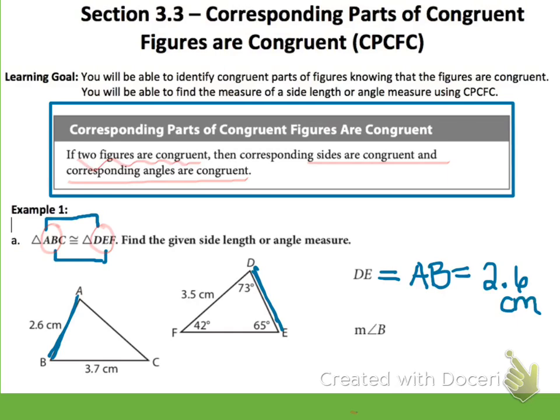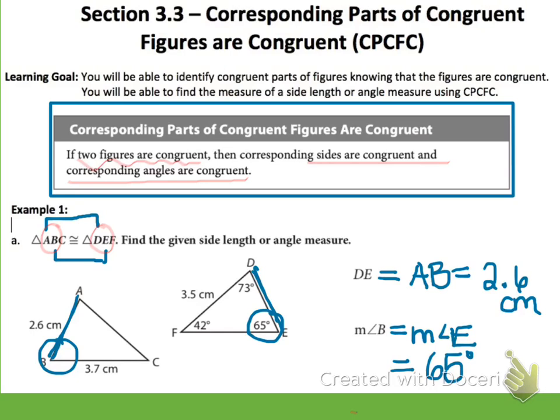Next, they want us to find angle B. Angle B would have to match up with the measure of angle E. If we look at these in the drawing, angle E is right here, and angle B is over here. They want us to find angle B, and we know what angle E is, so they have to be the same. So angle B would have to be 65 degrees, because it's the same as angle E.